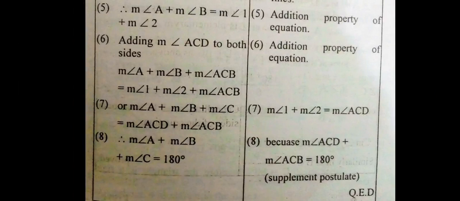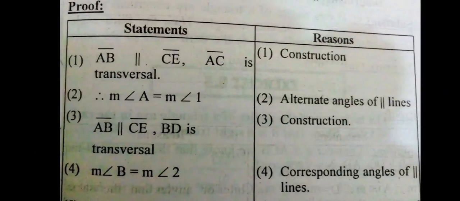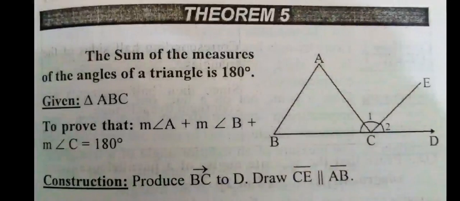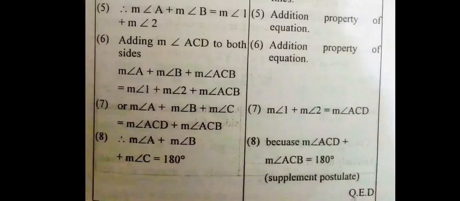the reason they are giving is measure of angle 1 plus measure of angle 2 equals measure of angle ACD, means you can see measure of angle ACD is equal to measure of angle 1 plus 2, means by adding 1 and 2 we got measure of angle ACD. By adding angle 1 and 2 we got measure of angle ACD. You can see the statement again, measure of angle ACD in the reason section.